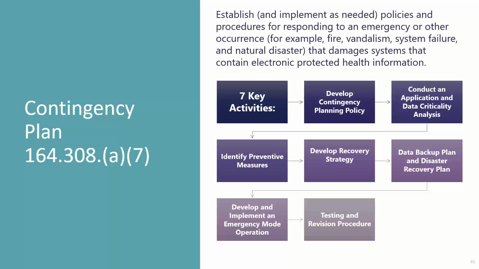You have to conduct an application and data criticality analysis, which means determining what systems are important. If we were to have a hurricane tomorrow and your whole HR department and your whole building were wiped out, what systems would be the most critical to get back? Number 1, 2, 3, 4. So do a data criticality analysis so that everybody knows exactly what they're going to do. Identify preventative measures, develop a recovery strategy, have a backup plan and a disaster plan, develop and implement emergency mode operations, and then testing and revision.